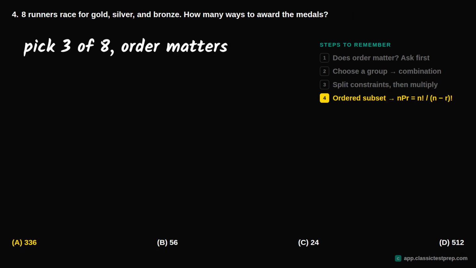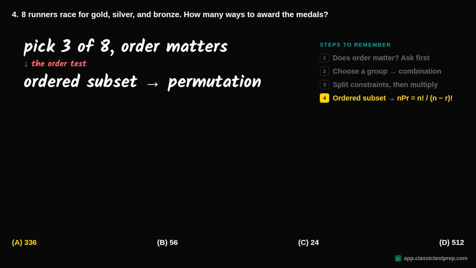Final one, 8 runners race for gold, silver, and bronze. How many ways can the medals be awarded? Now, think about this question. Does the order matter here? It's very similar to our 8 students for 3 committee roles question earlier, but the order actually does matter because gold, silver, and bronze are all different. So we care about the order. This is a permutations question.